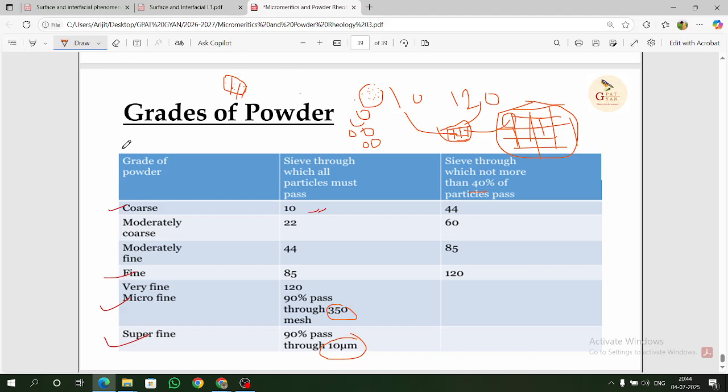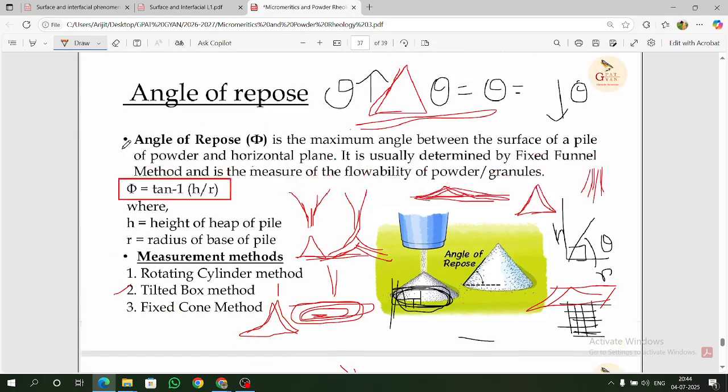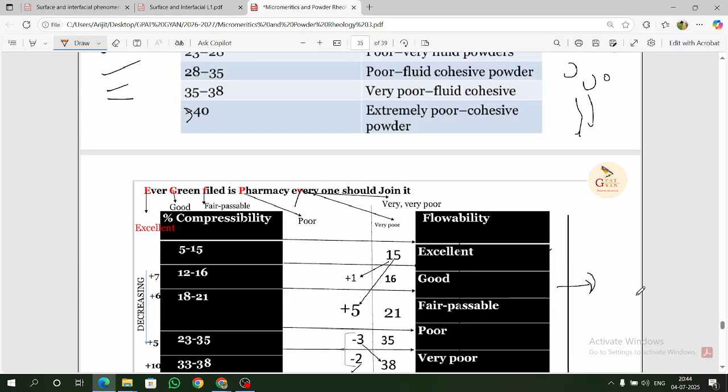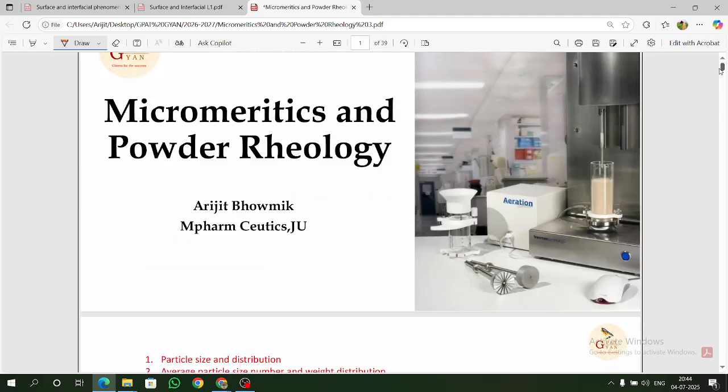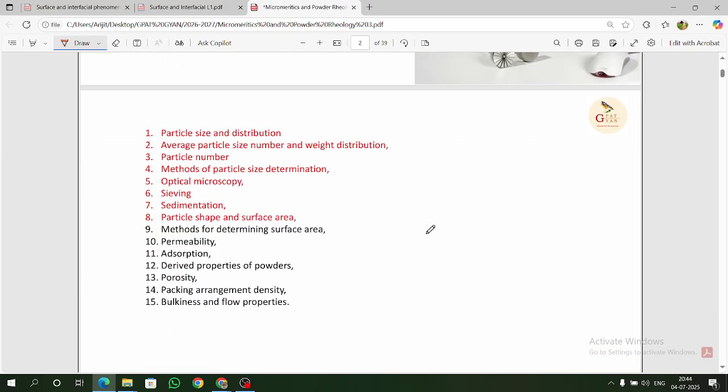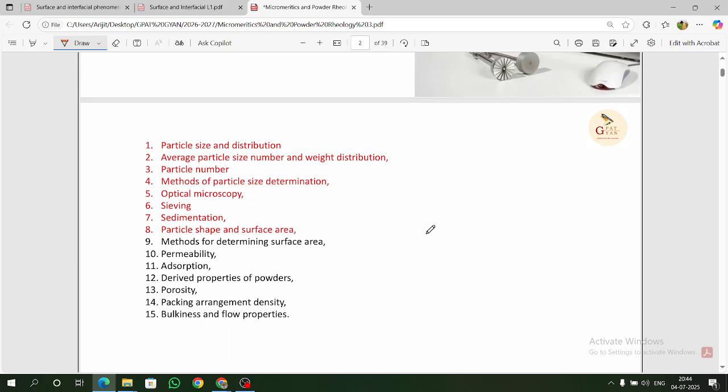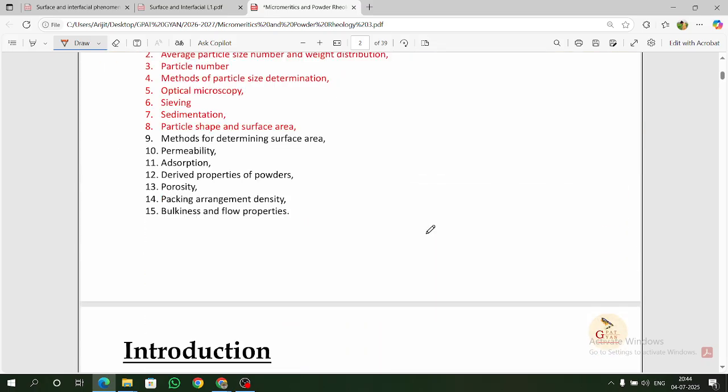So these are the topics and content from micromeritics, and I have already covered them. I'll take the test probably this Sunday if possible, otherwise in the middle of the week. All those things about particles I have already discussed. And if I say which are important, I hope everyone is noting down and writing down the things that I am telling you.